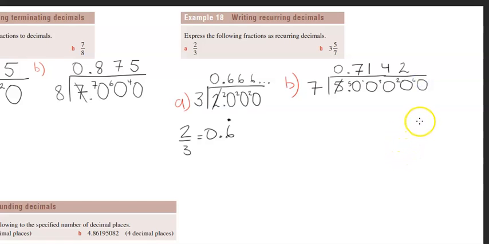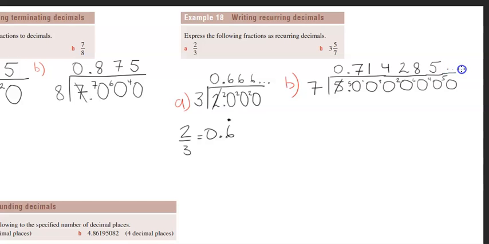7 into 60, 7, 14, 21, 28, 35, 42, 49, 56, so that is 8 with 4 remaining. 7 into 40, and this just keeps going and going. 7 into 40, 7, 14, 21, 28, 35, with 5 remaining. And then 7 into 50, again, this is now just going to repeat because we've already done our 50 over here. If we keep going, 7 into 50 is going to give us that 7 and then the 1 remainder, etc.